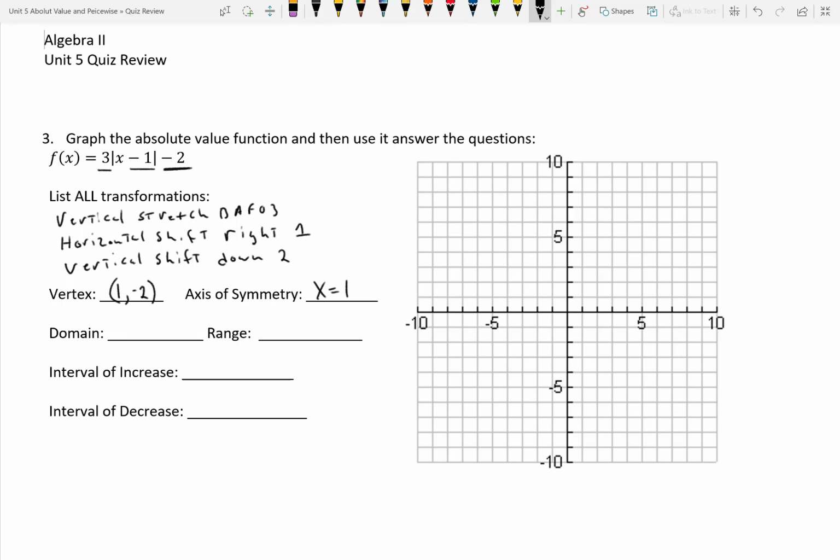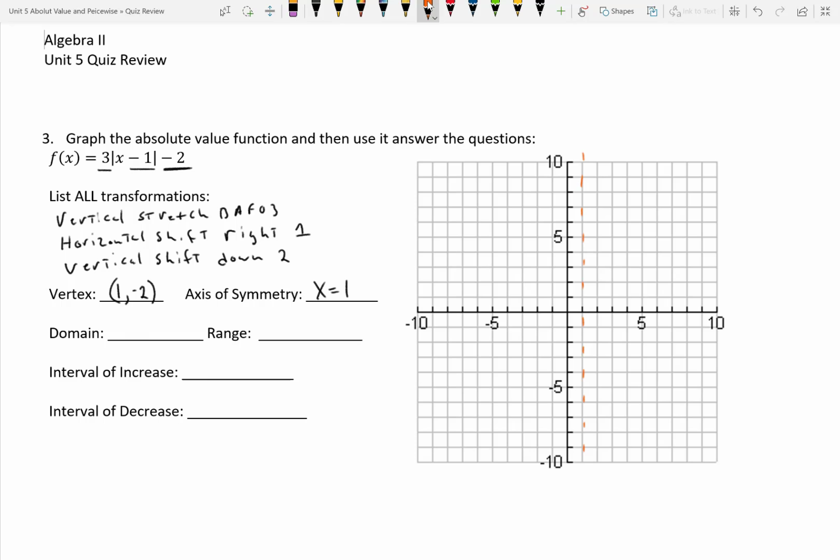Now, I'm going to go ahead and graph a little dividing line. I'm going to graph the axis of symmetry as a dashed line. You do not have to do this on your graphs. I just find it helpful in visualizing and plotting the points so that I can graph my 2 lines.